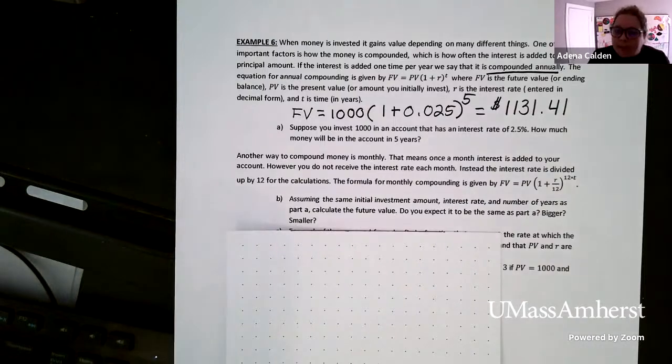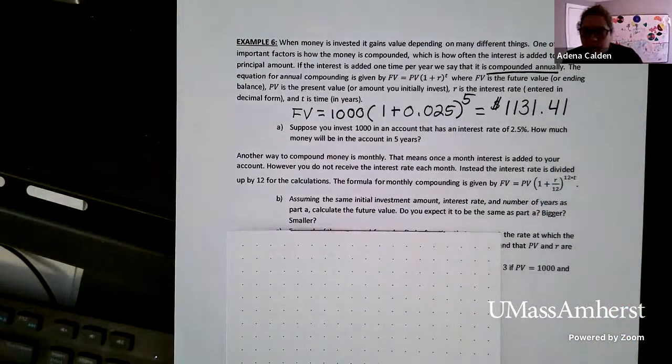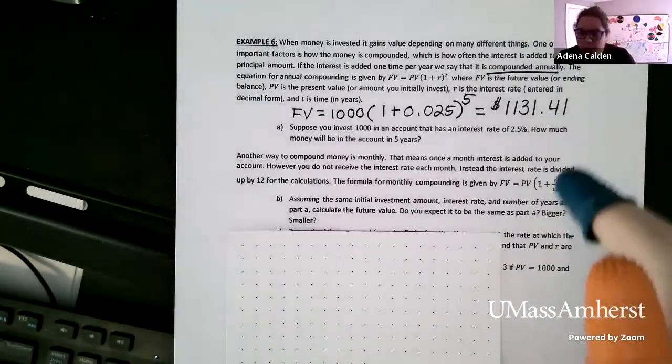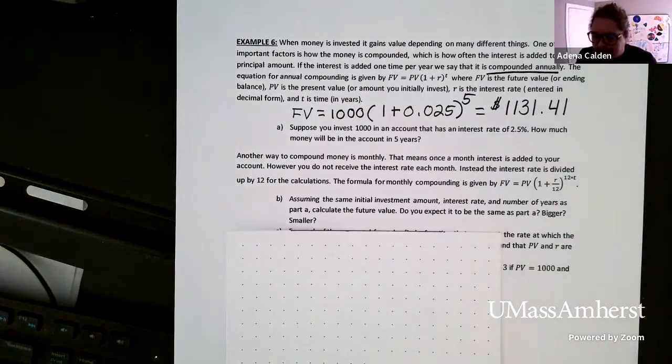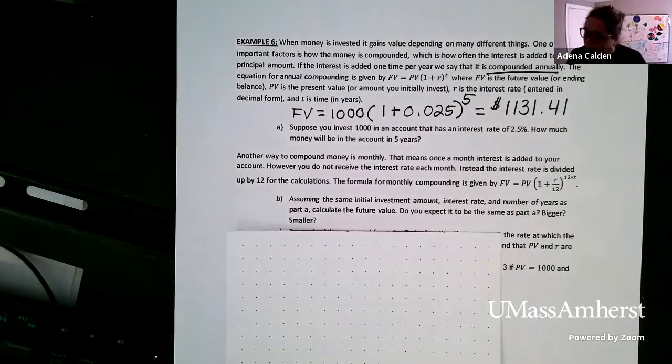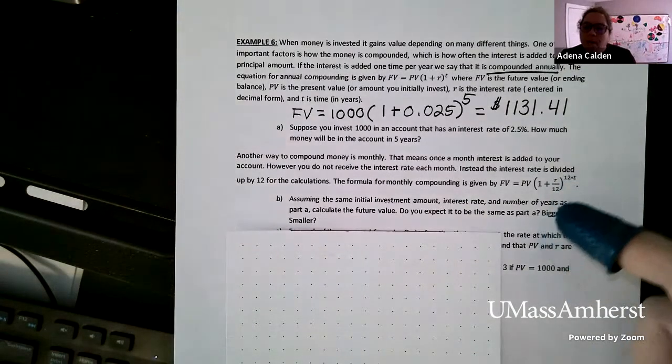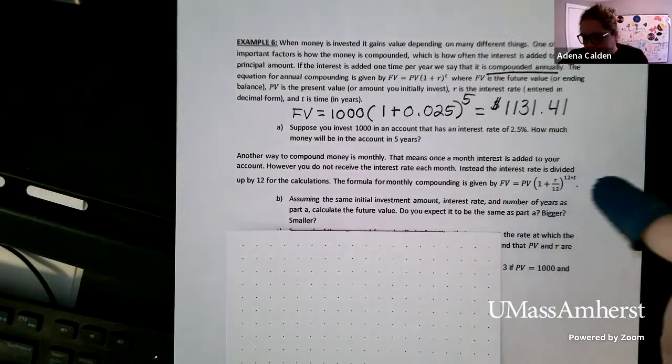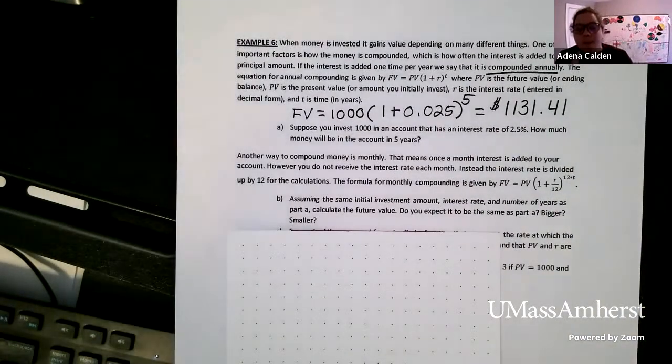If we were going to do it daily, we would have r over 365 raised to the 365 times t, right? If you were going to do it quarterly, so once every quarter, you'd have r over 4 raised to the 4t up in the power. But we're going to talk about monthly here.